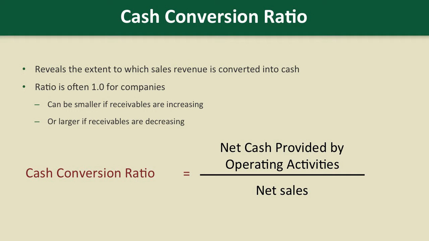This ratio could be big, could be small. When this ratio is small, that means that accounts receivable are increasing. When this ratio is large, it means that receivables are decreasing. So accounts receivable explain the difference between the numerator and the denominator.